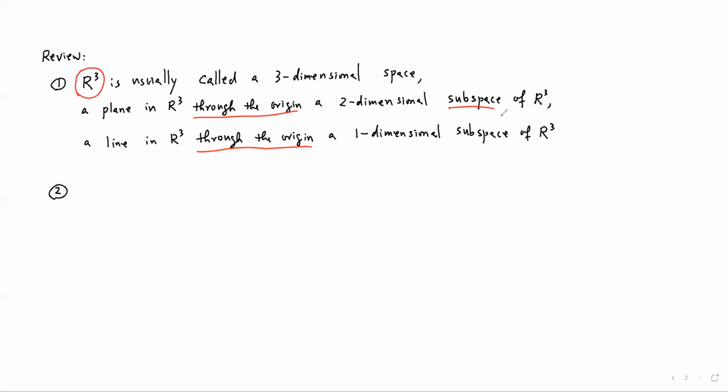Now, let me generalize the subspaces of R3 to the subspaces of Rn. Here is the definition. Suppose H be a set in Rn, a set of points in Rn. If H has the following three properties.